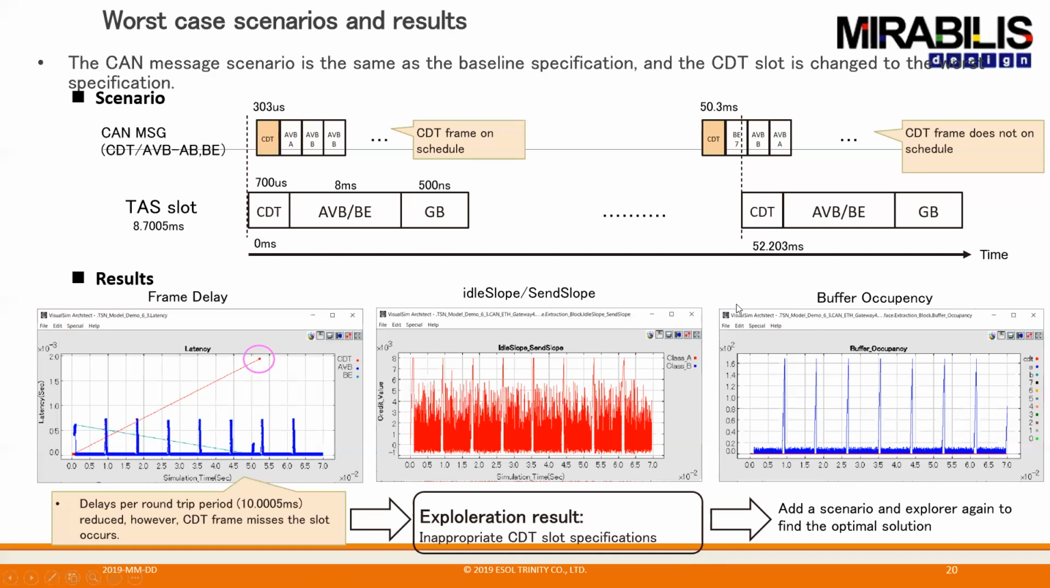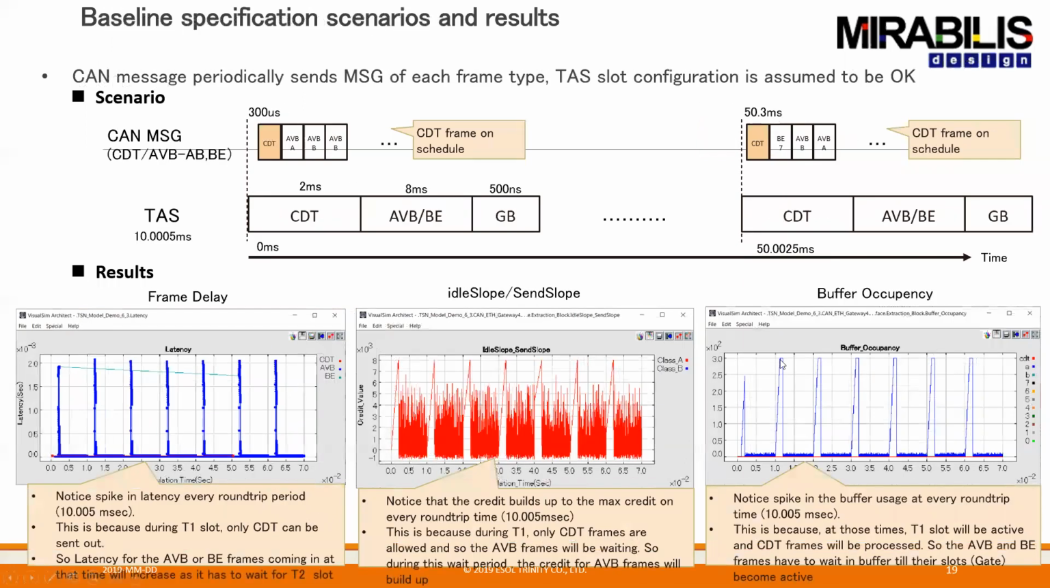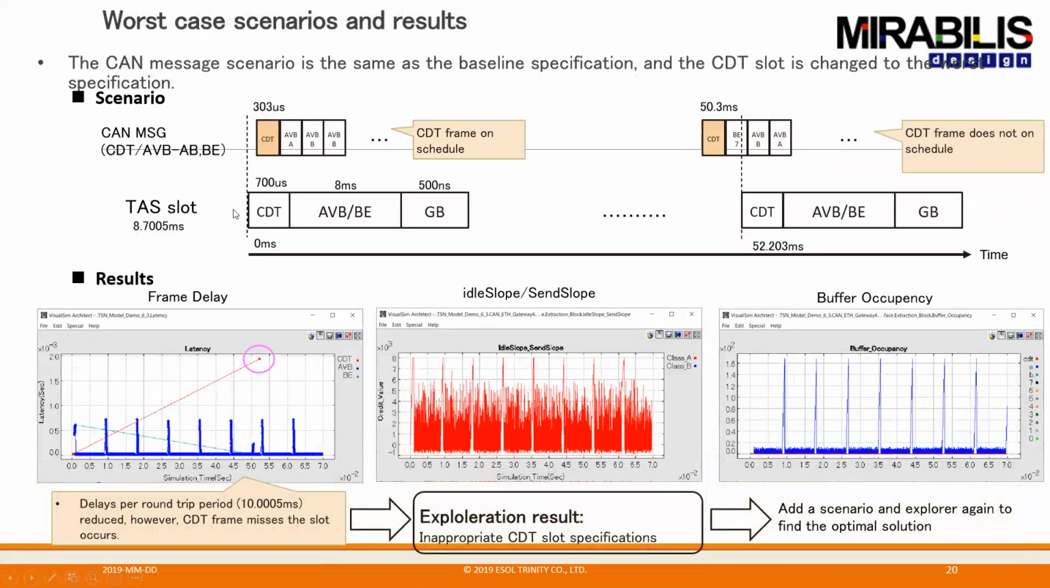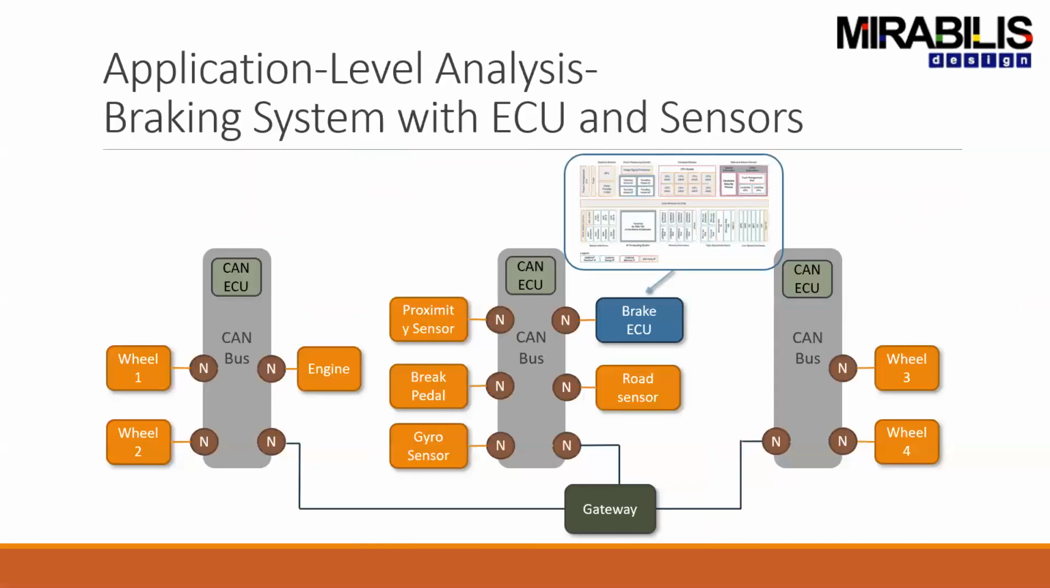Now, on the flip side, you notice here we had this go up to about 300. But now when we reduce this to about 700 microseconds, yes, the CDT did not meet, but there is nothing in the buffer which is dropped. So there was an improvement for the class for the CDT frame.